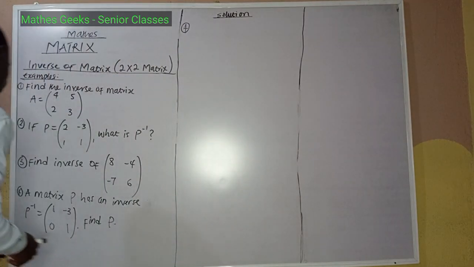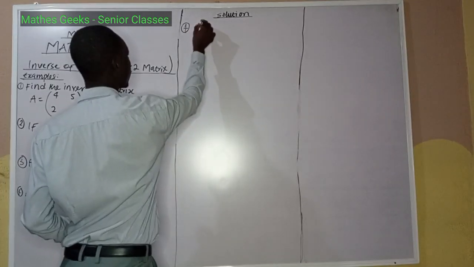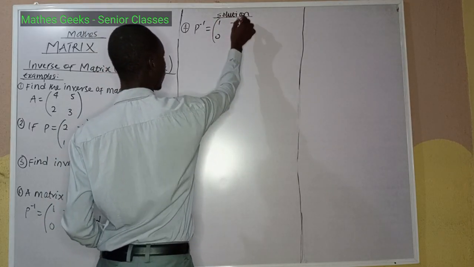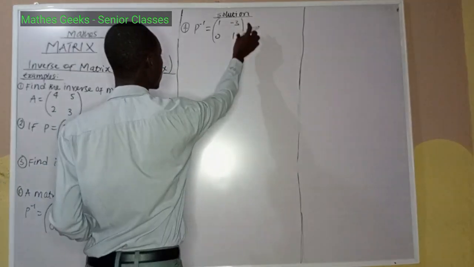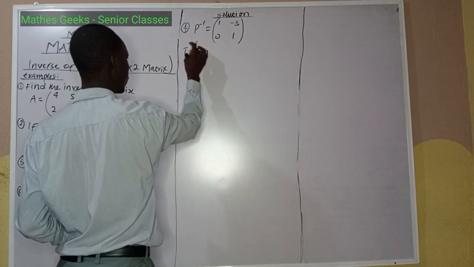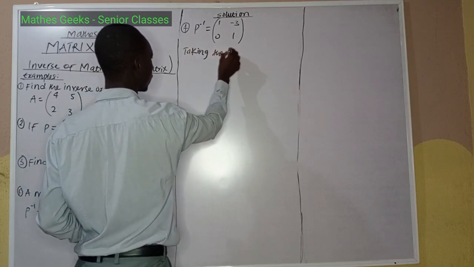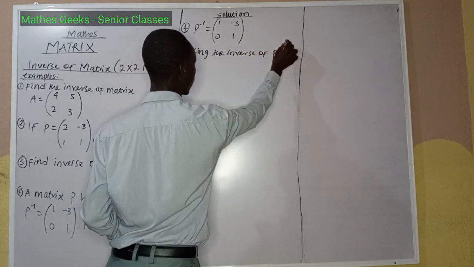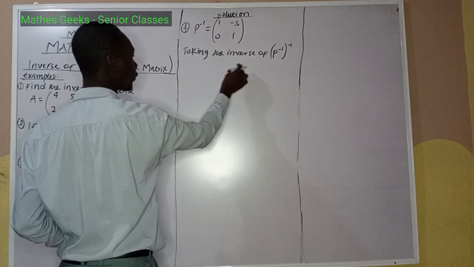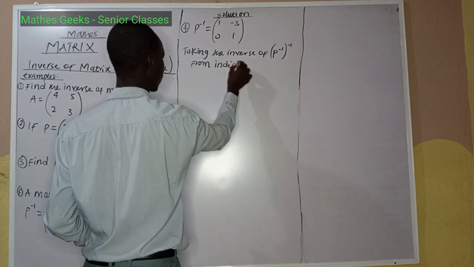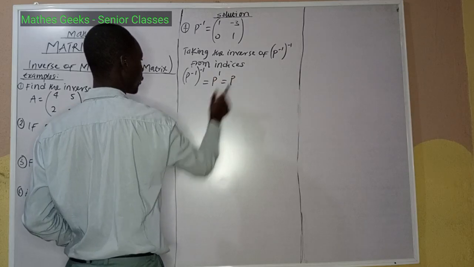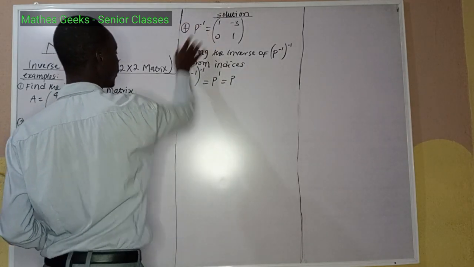The matrix P has an inverse, P inverse equals to 1 0 minus 3 1. Find P. To get P, we need to take the inverse of P inverse. The inverse of the inverse of P gives P. So this means that we're going to take the inverse of this matrix.